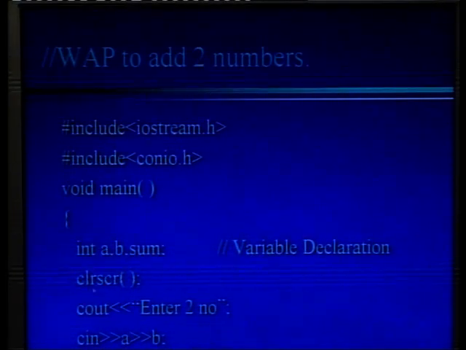Here I have used a predefined function, that is clrscr. It is a predefined function defined in conio.h, and it is used to clear the output screen. Here with the help of cout, that is console out, I have printed enter two numbers. This message will be printed on the output screen. Then with the help of the cin statement, I have entered two numbers, first in a and second in b.